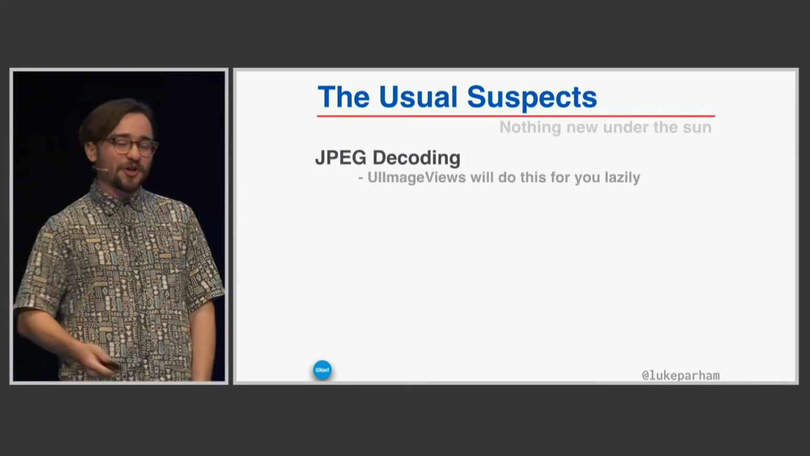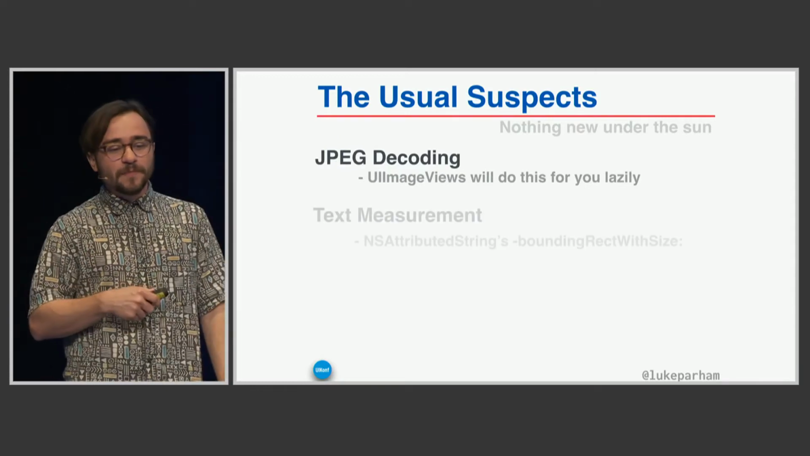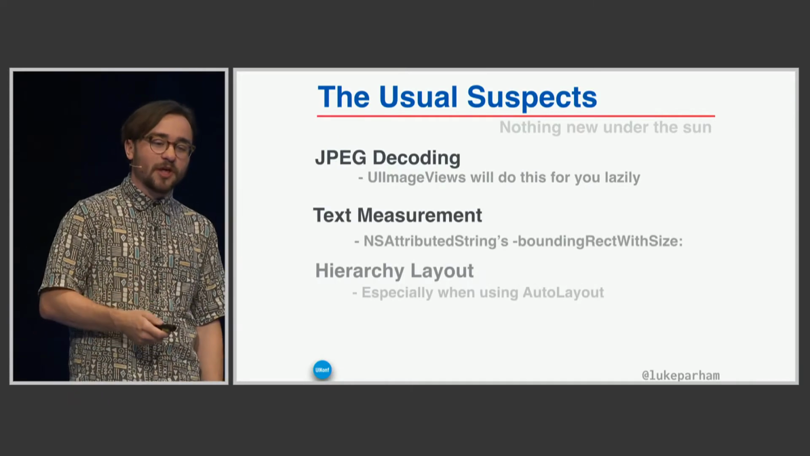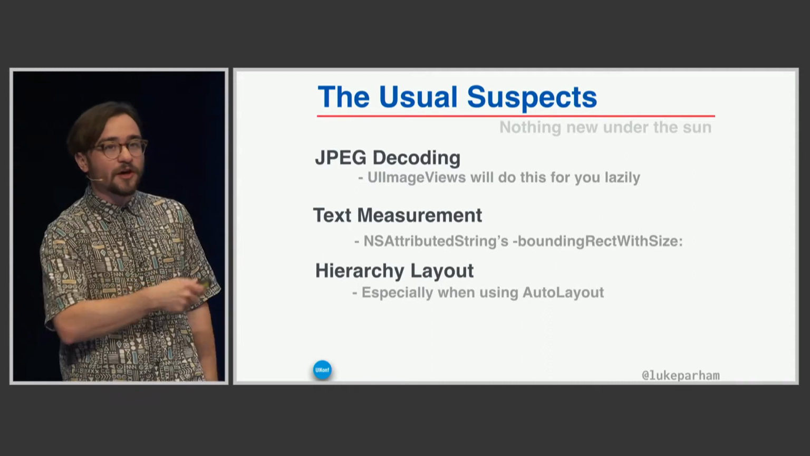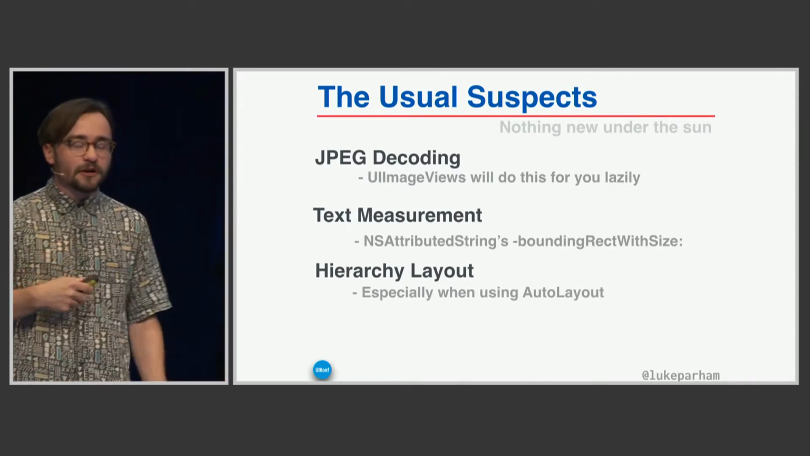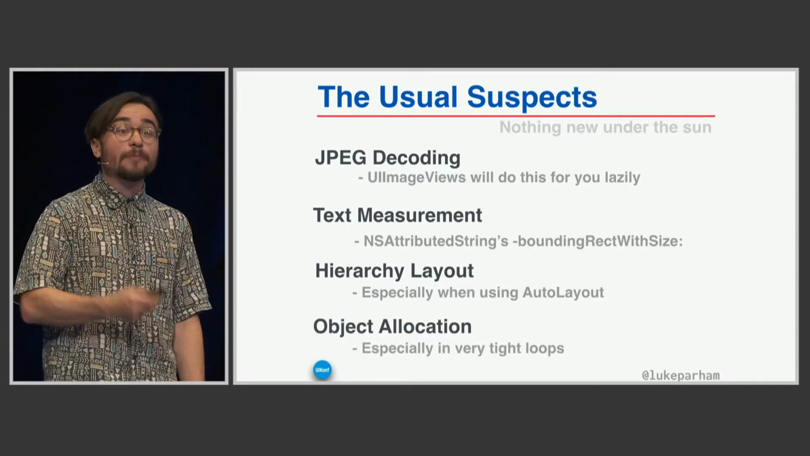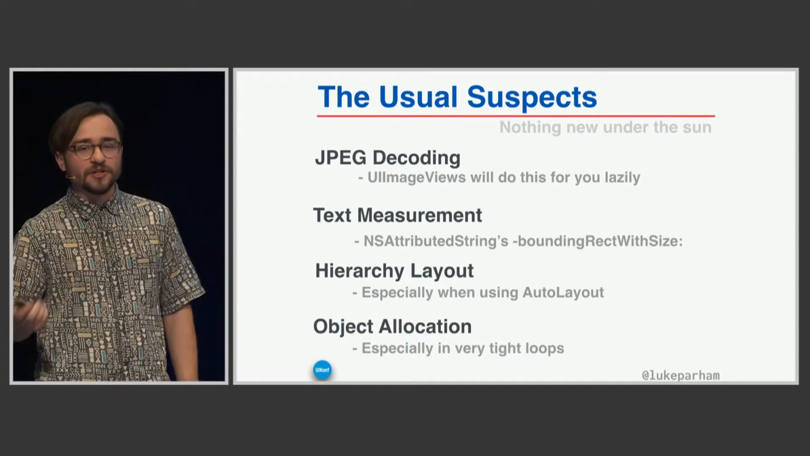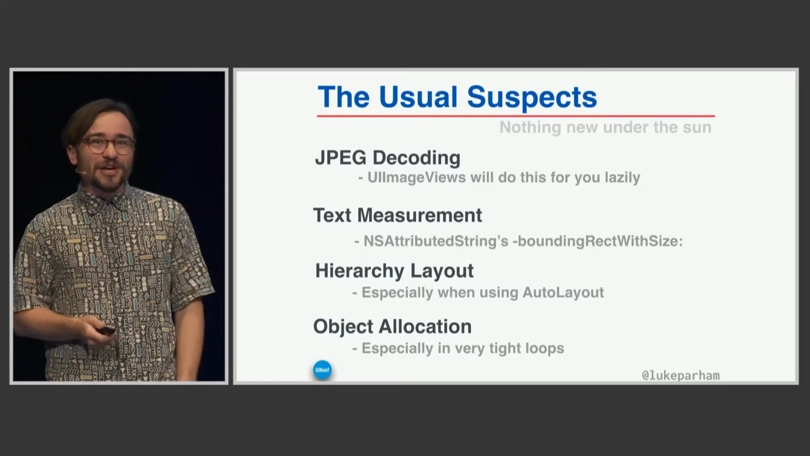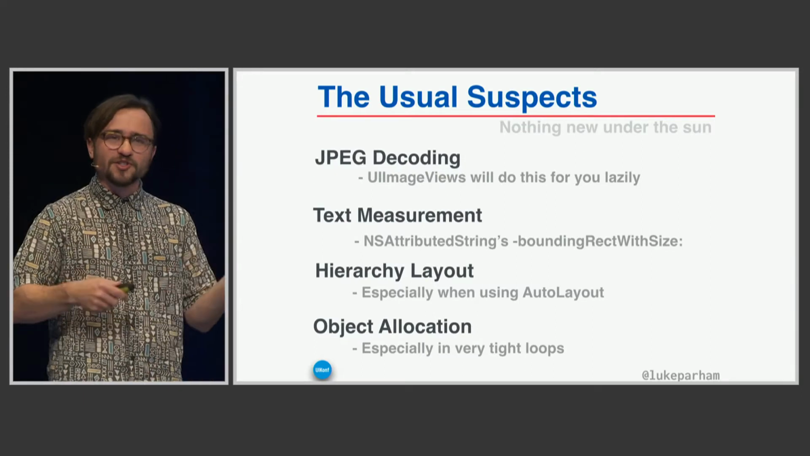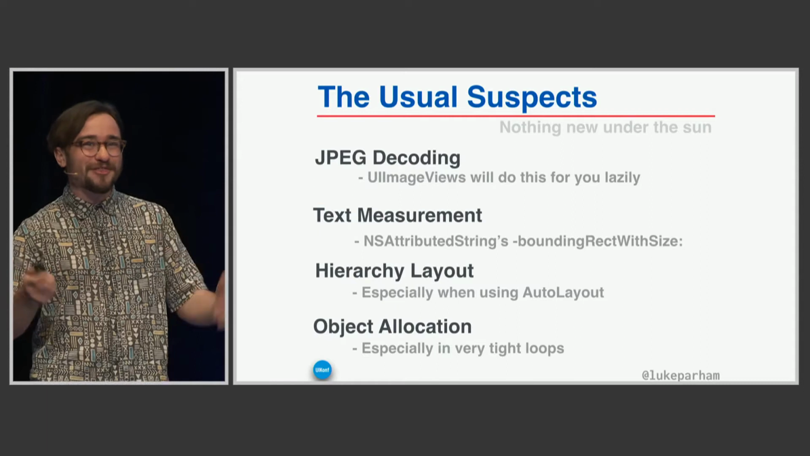The first thing is JPEG decoding, like we talked about. And the second is text measurement, also hierarchy layout, especially auto layout. I'm not a big auto layout fan. I know some people are. And then also object allocation, in Objective-C especially, is a big thing, bigger than you expect compared to doing simple things like math and adding numbers.